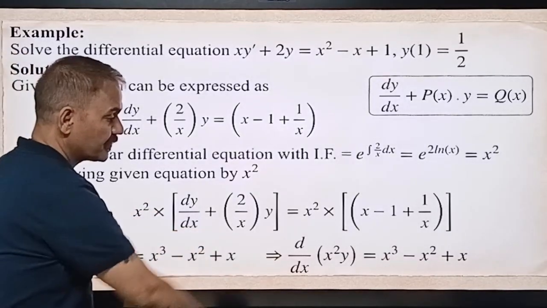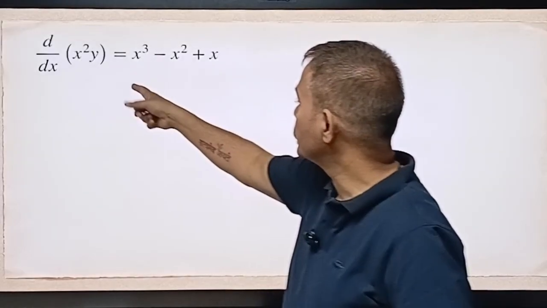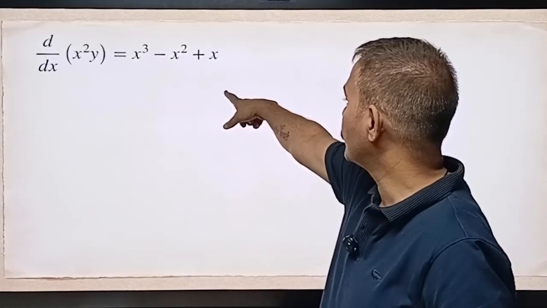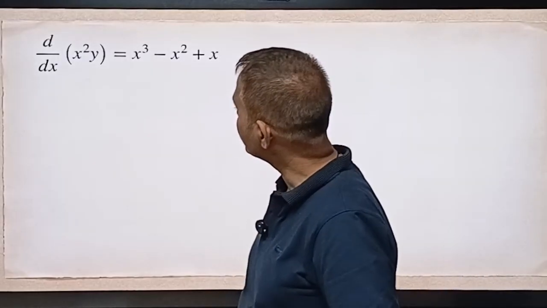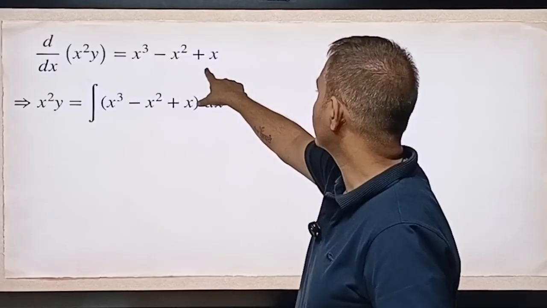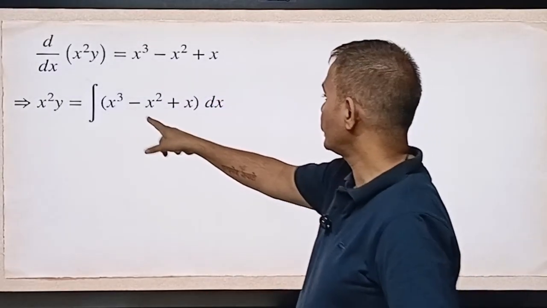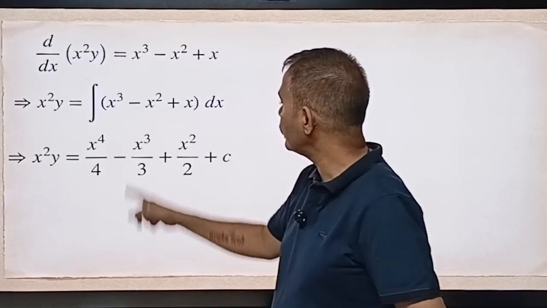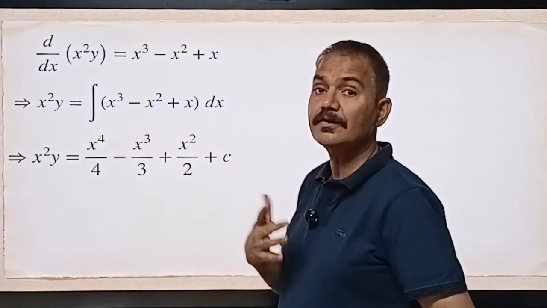To get rid of this derivative, we will integrate both sides. So it was the derivative of x squared y is equal to x cubed minus x squared plus x. Integrating both sides, you get x squared y is equal to the integration of x cubed minus x squared plus x dx. And this is x to the power of 4 over 4 minus x cubed over 3 plus x squared over 2 plus a constant.